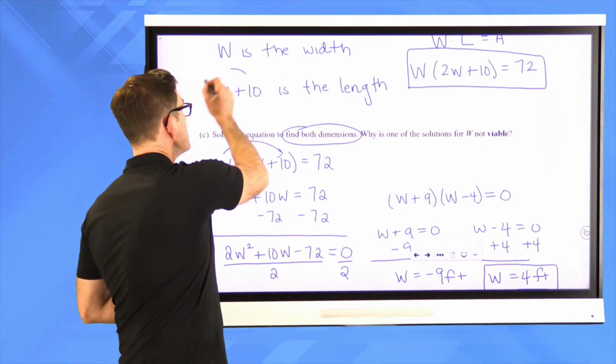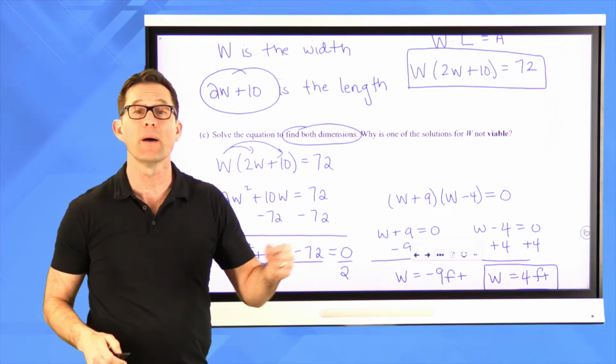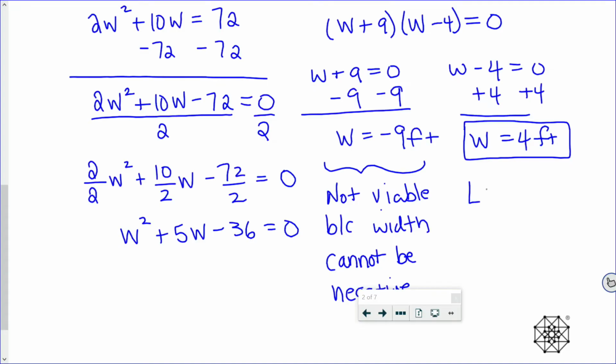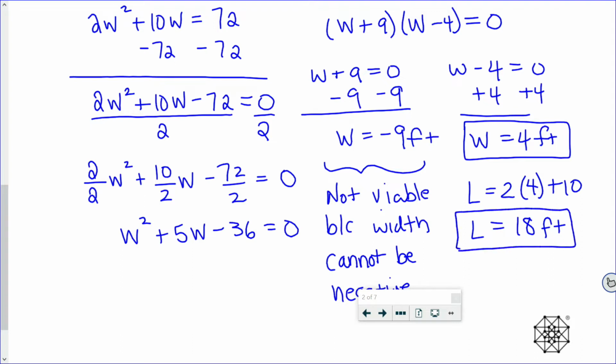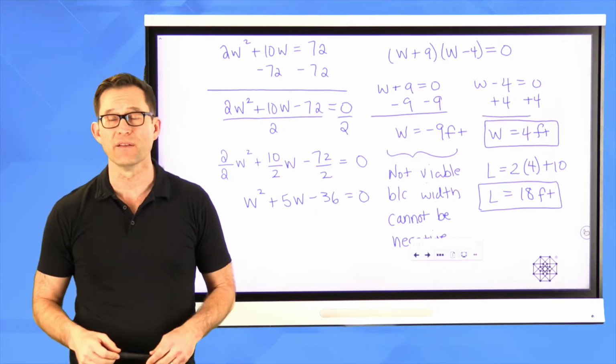Remember, the length is given by this particular expression, right? The length is given by 2w plus 10, and therefore, the length is equal to 2 times 4 plus 10, which is equal to 18 feet. I almost forgot to do part of the problem. All right, so we have a width of 4 feet and a length of 18 feet.